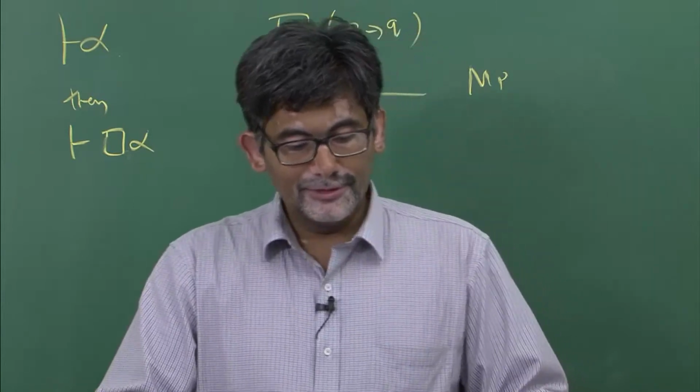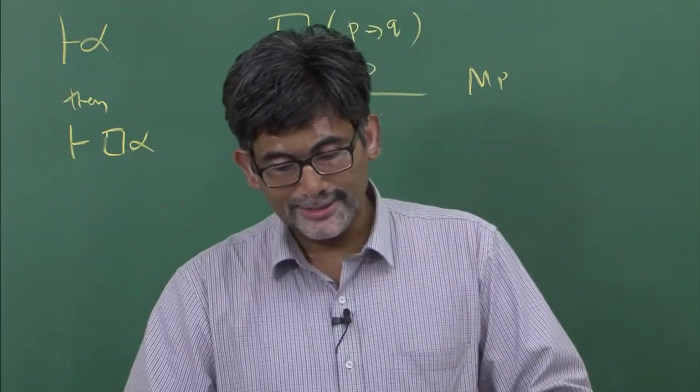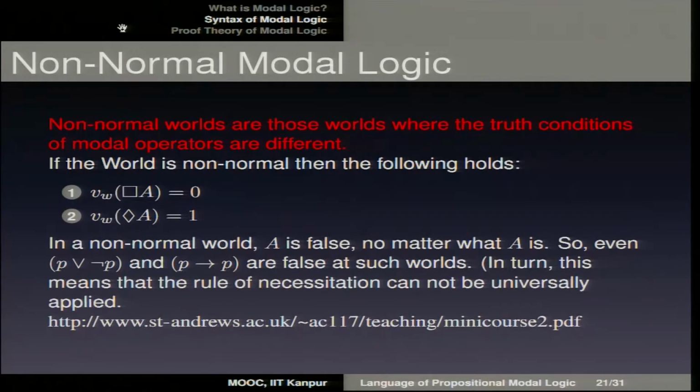So, in a non-normal world, A is considered to be false no matter what A is. So, even P or not P, which is considered to be a so-called tautology, and even P implies P, are also going to be false in such kinds of worlds. So, this means that the rule of necessitation cannot be universally applied in non-normal modal logics. That is the main difference between normal modal logical systems and non-normal modal logical systems.